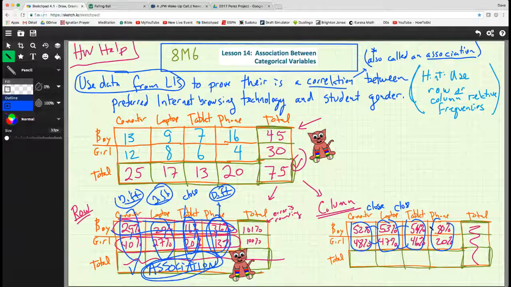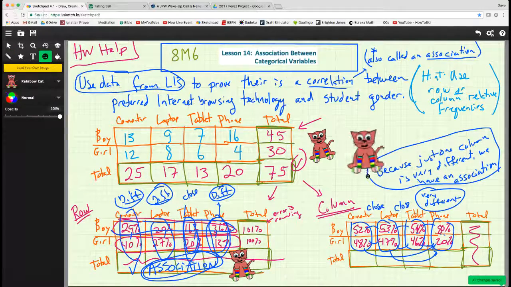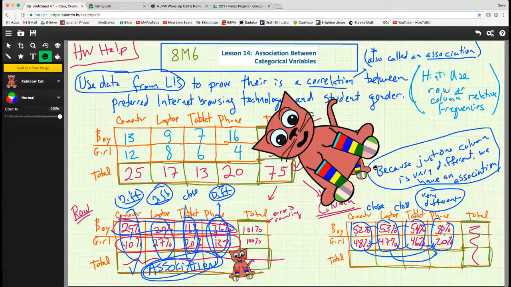But when we look at the between column 3 and column 4, wow, these are way different. 54, these are very different. So because we have one pair, and these are very different from here to here, between 1 and 4, 2 and 4, and 3 and 4, these are very different. So because just one column is very different, we have an association. So if you got that right, happy cat yourself as well. So we got happy cats and we got spinning happy cats.